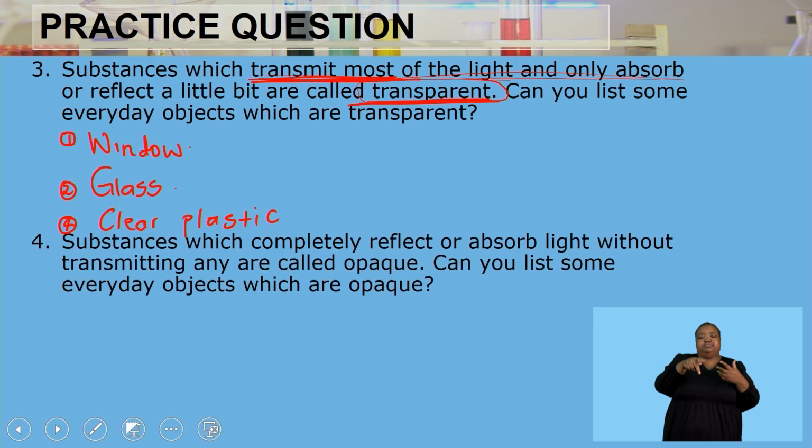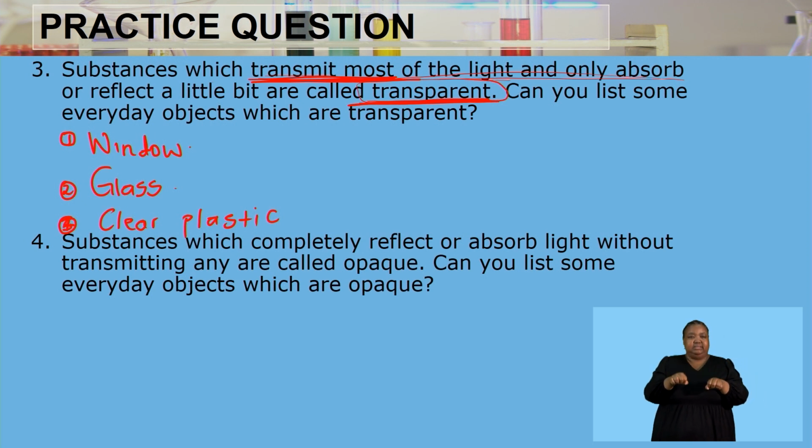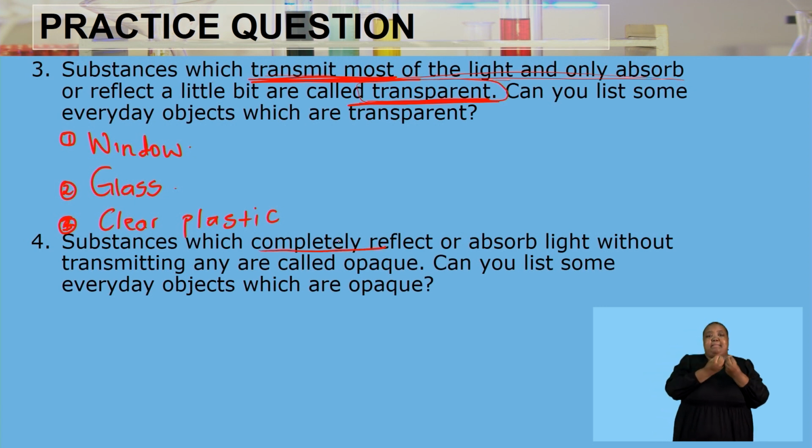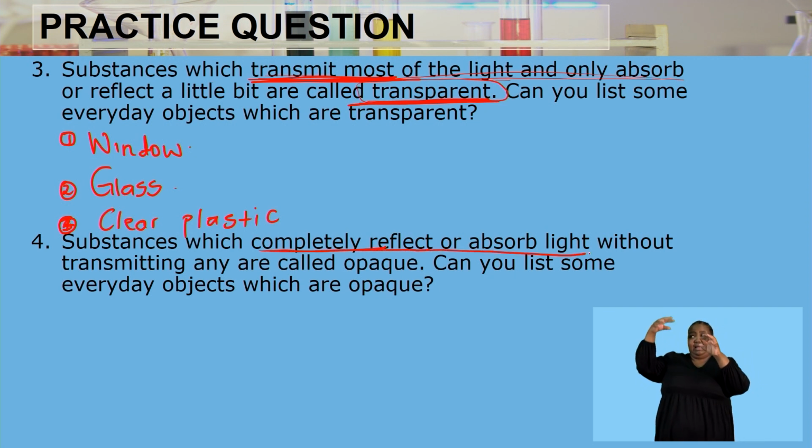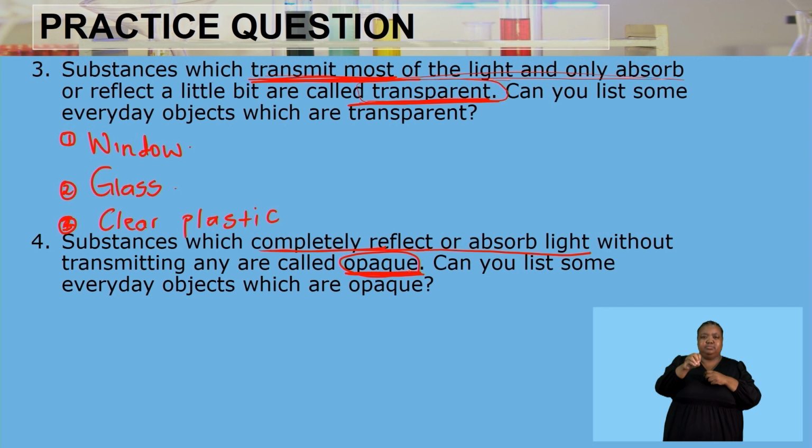Now, another question, this is number 3. Another question says, substances which completely reflect, so completely, remember, earlier it said most, however, on this question we're talking about completely reflecting or absorbing light without transmitting any, they are called opaque. So opaque materials completely reflect the light or completely absorb all of the light without transmitting, without allowing light to pass through.